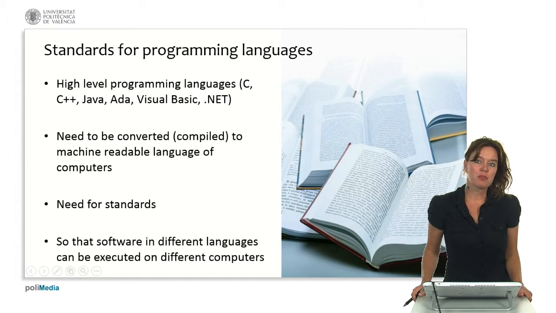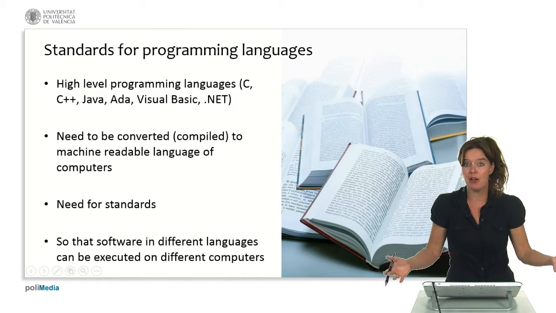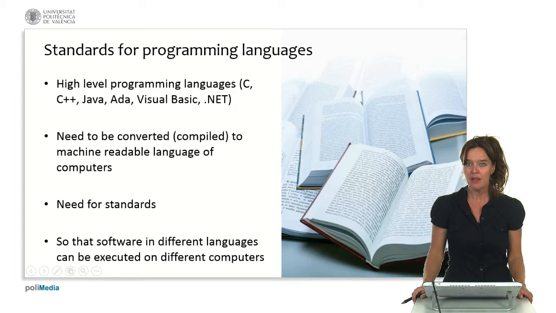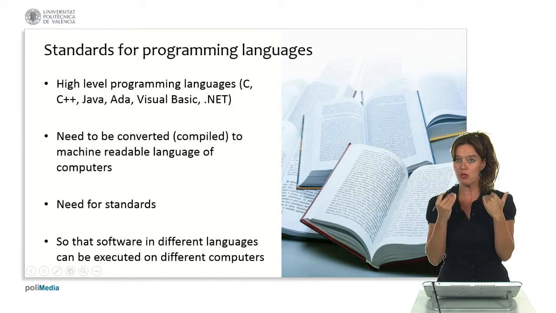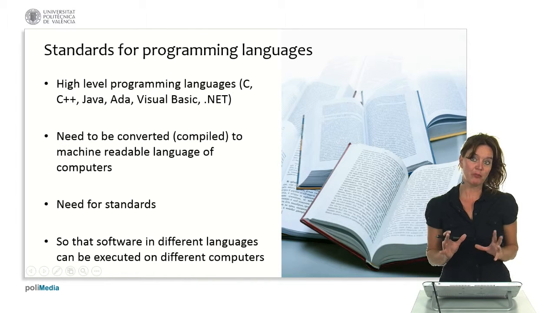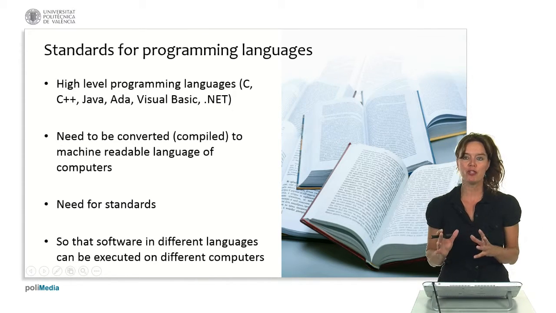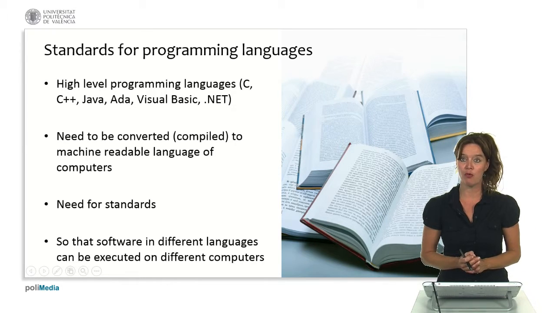So let's look at some standards specific for computer science, like for example for programming languages. If we program software, we do this in high-level programming languages that we've seen before, like C, C++, Java, ADA, Visual Basic or .NET. These are high-level programming languages that indicate how we want the processing of our data to occur. So these high-level programming languages, which are readable by humans, they need to be converted or compiled, it is called, to machine-readable language of computers.